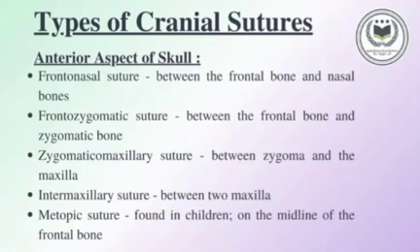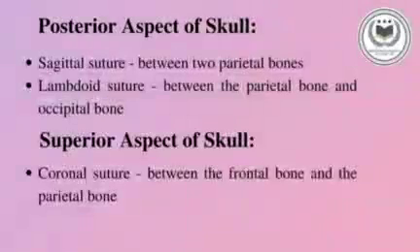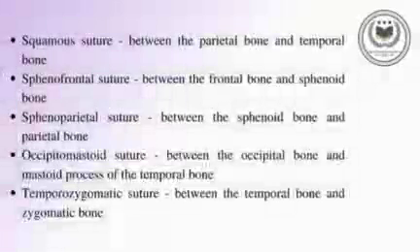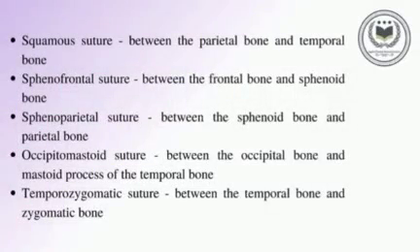Metopic suture, which is found in children on the midline of frontal bone, is one of the significant sutures which is important in forensics. In the posterior aspect of skull, sagittal suture between the 2 parietal bones, lambdoid suture between the parietal and occipital bone. In the superior aspect of skull, coronal suture between the frontal bone and the parietal bone. Coronal, sagittal, lambdoid, metopic sutures are some of the sutures which are forensically important and which help in the age estimation of the individual.